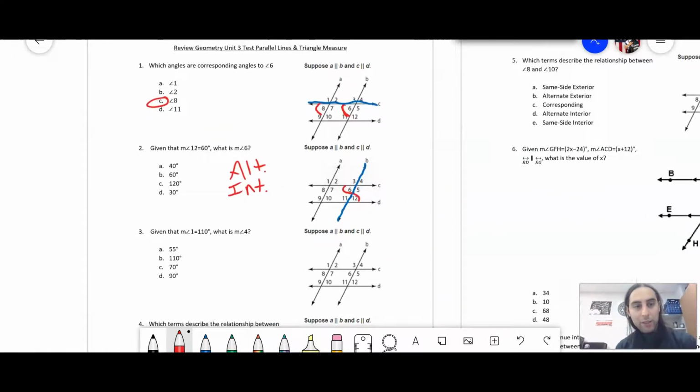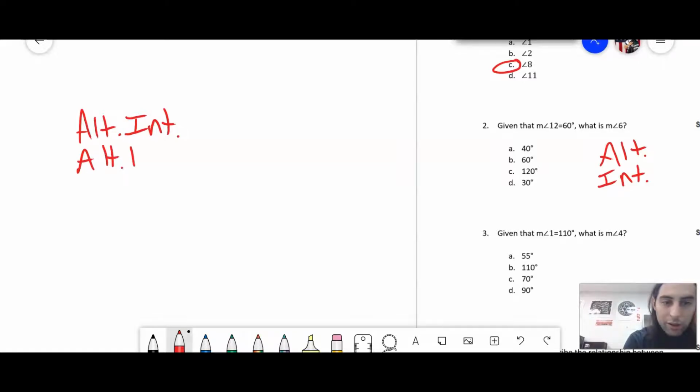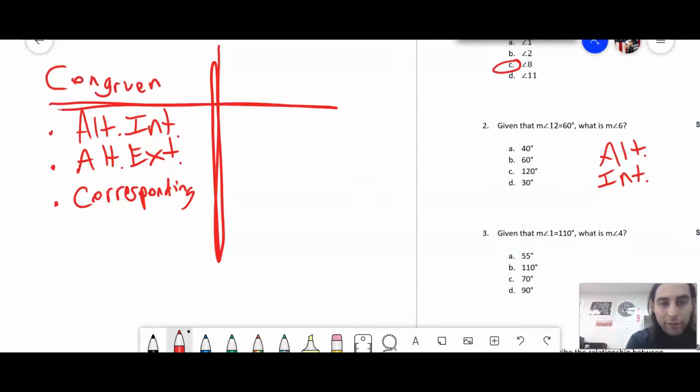In fact, let's make a little list off to the side here. Alternate interior, alternate exterior, and corresponding. So these three right here, the alternates and corresponding, are all congruent. That means that those angle measurements are the exact same.